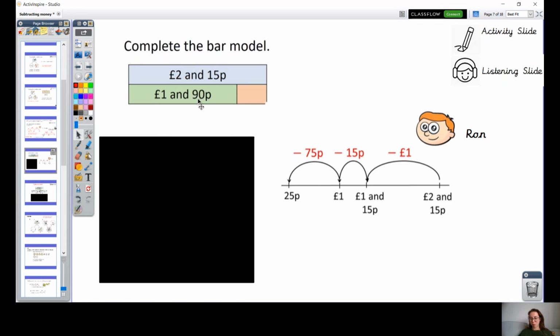Then he needs to subtract the pence. Now Ron's done something quite clever here, because he's gone to the next pound coin, hasn't he? Just to make things a bit easier for himself. So he's taken off 15p. And then he's taken off the other 75p, which he needed to take off. So he found that that missing part is 25p.